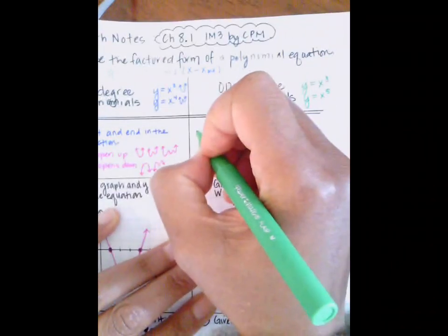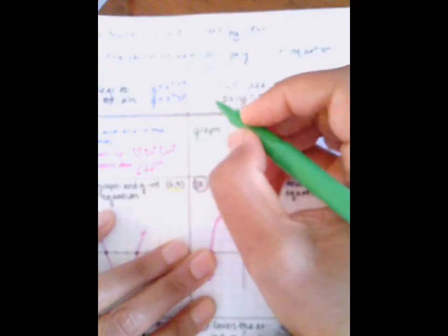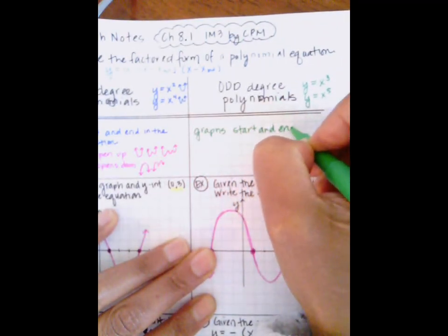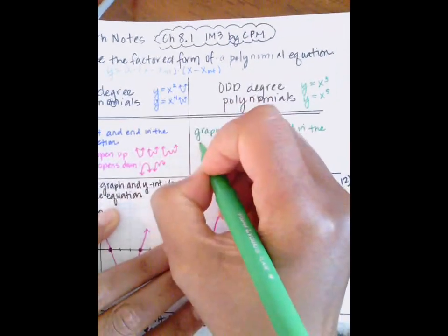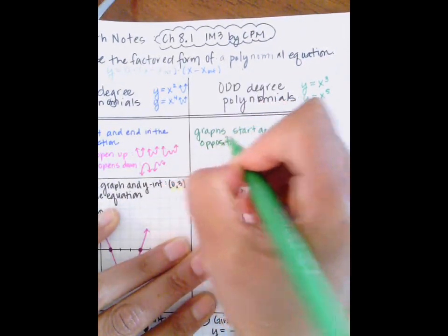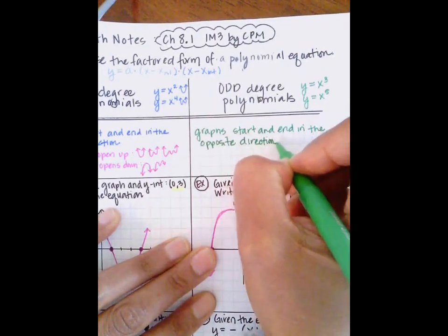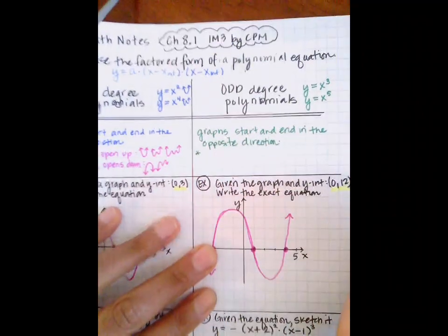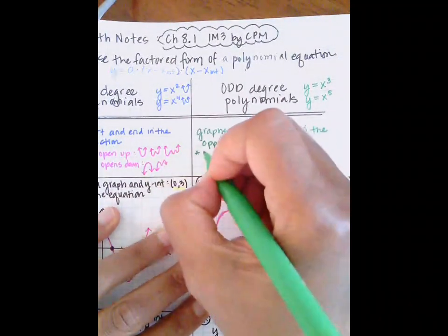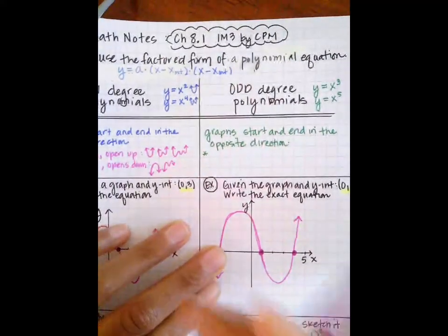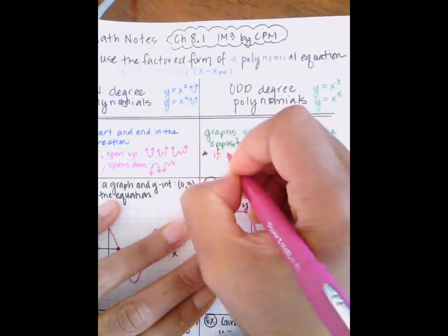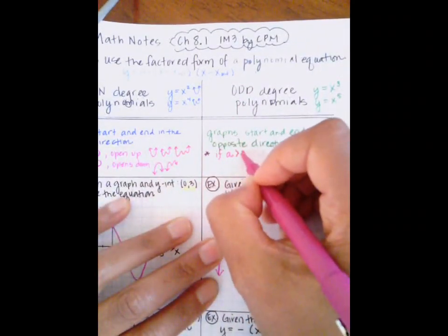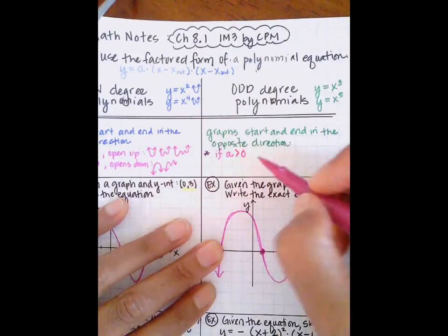And so graphs of odd degree polynomials start and end in the opposite direction. And if you think about this, a perfect example is the graph like y equals x cubed. So again, depending on the value of a, though, they start and end in different ways. So I would like to talk about if it's positive versus if it's negative. So if your stretch factor and the leading coefficient is positive, being that it's greater than 0, then you're going to actually have it look kind of like this.